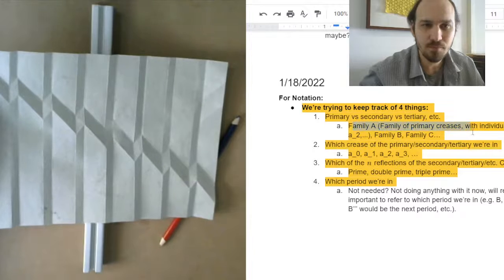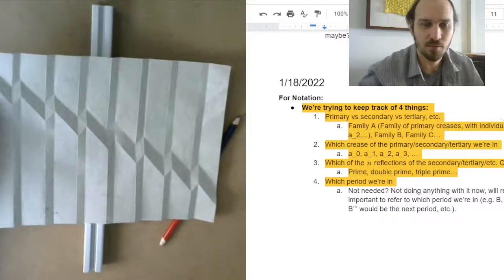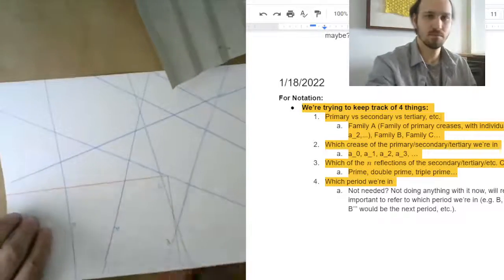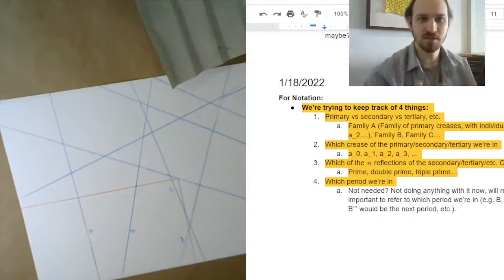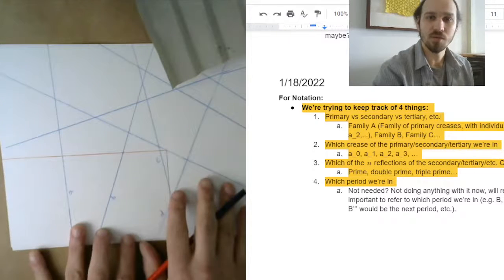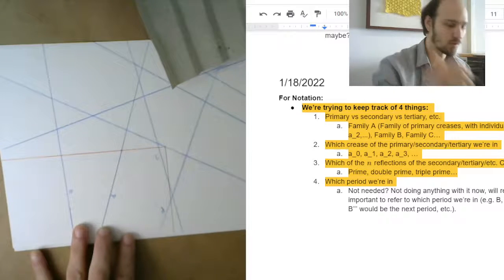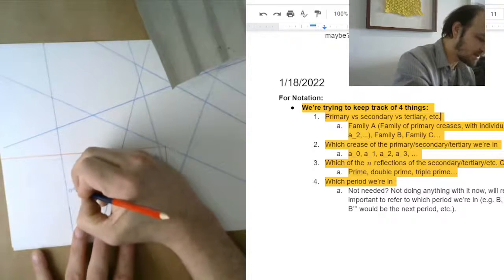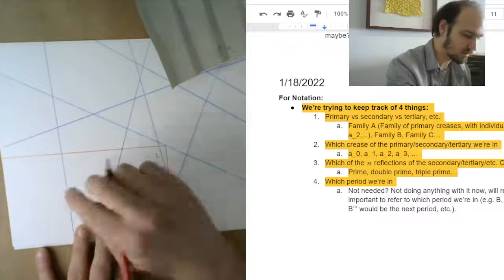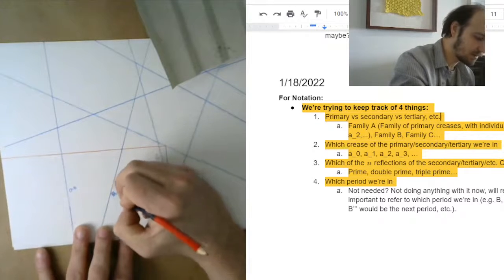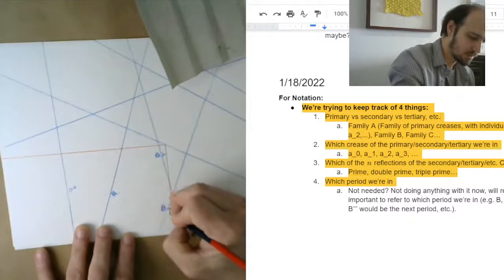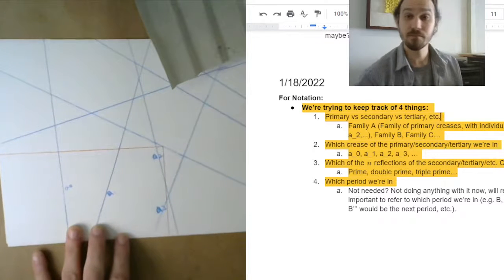so family A, right? Okay, so I should keep this. I should keep the notation. And this is me starting to kind of remember what we talked about and kind of incorporate it in my mind. So we've got A0 for the origin crease, the origin primary crease. We've got A1, A2, A3. Excellent.